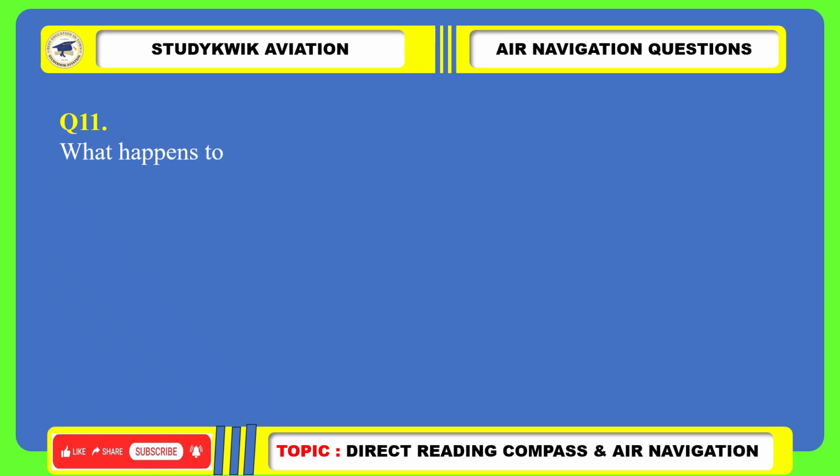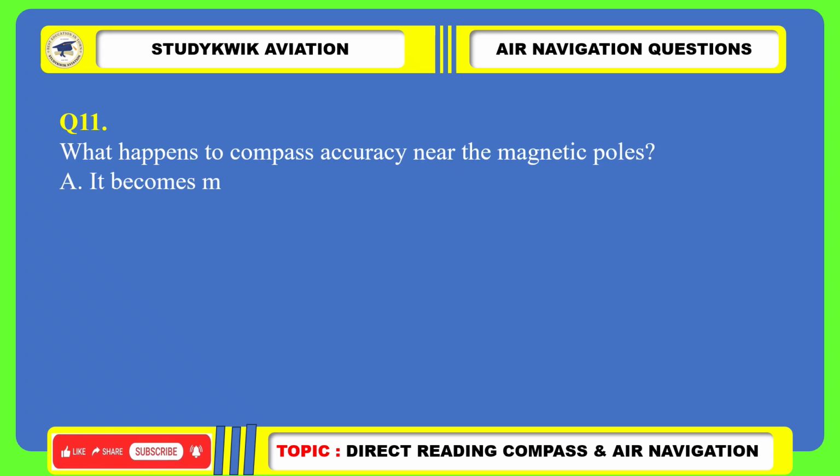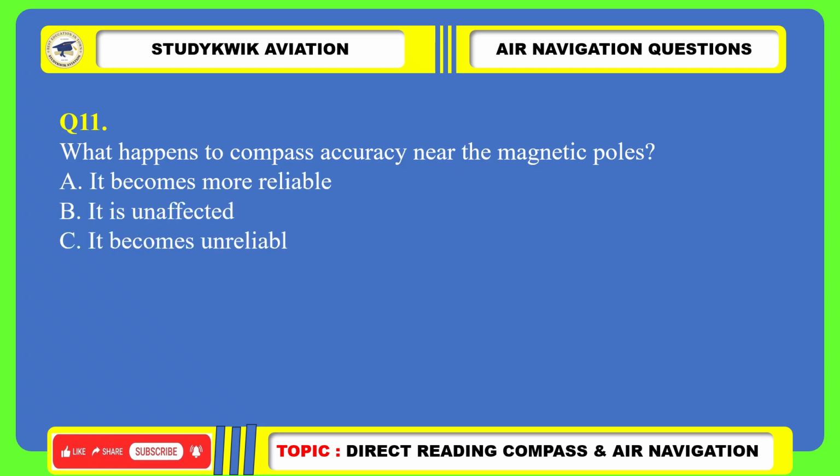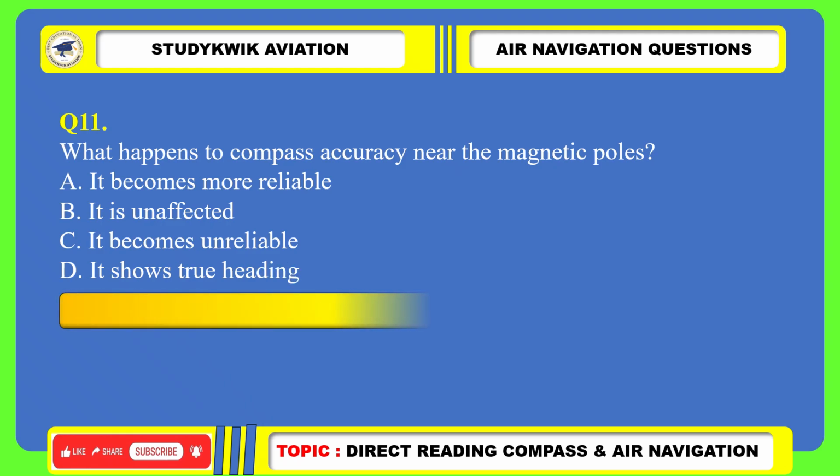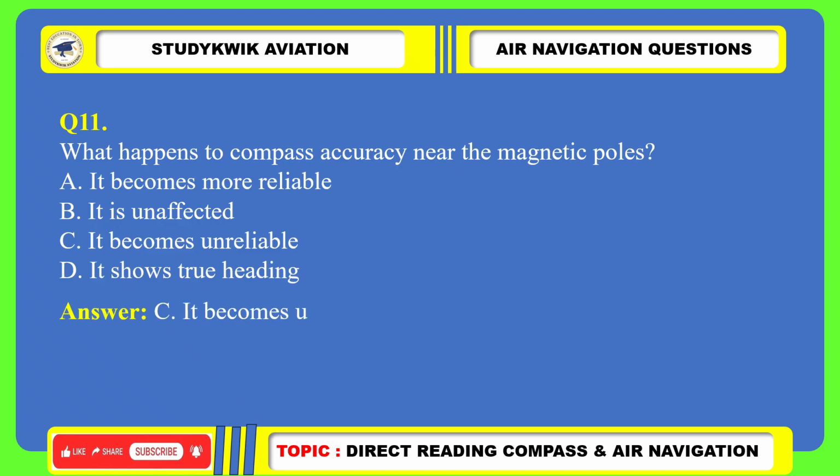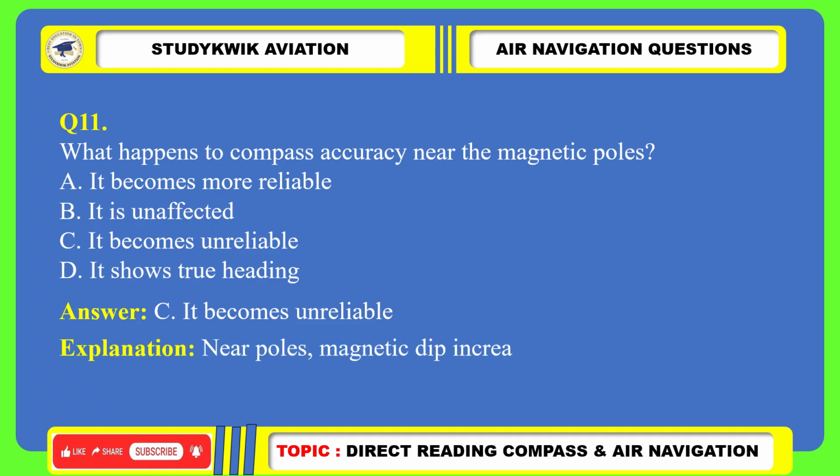Question 11. What happens to compass accuracy near the magnetic poles? It becomes more reliable. It is unaffected. It becomes unreliable. It shows true heading. The correct answer is C. It becomes unreliable. Near poles, magnetic dip increases and compass readings become erratic.